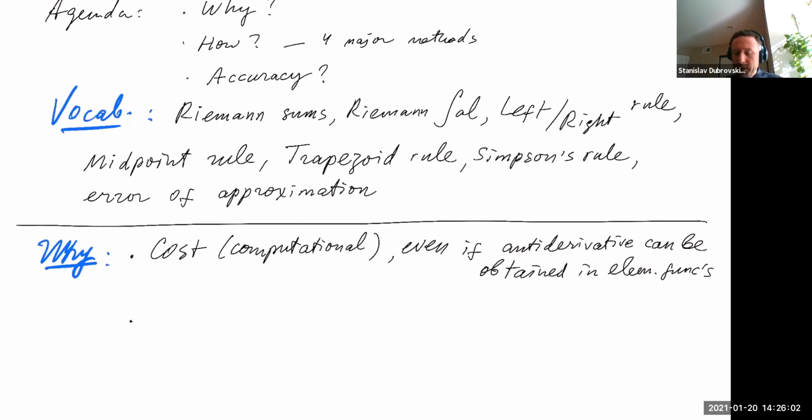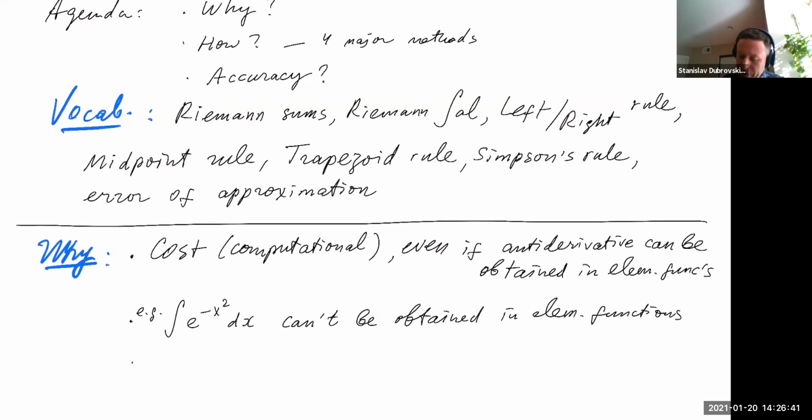Other times, you are dealing with a function which cannot be explicitly integrated in elementary functions. Antiderivatives, so for instance, something like this, e.g. the integral of e to the minus x squared dx, a very frequent integral in statistics. So it can't be obtained exactly in elementary functions.